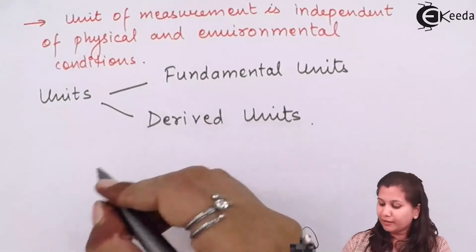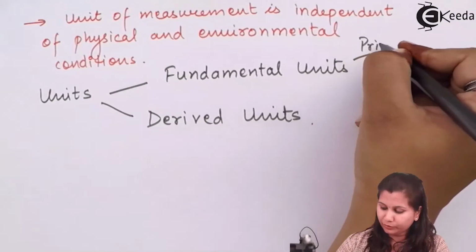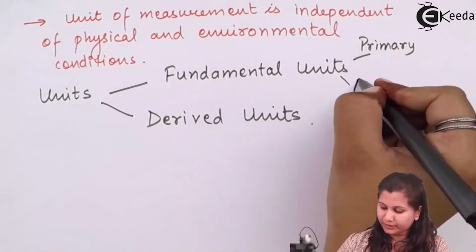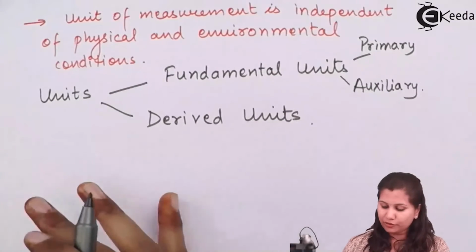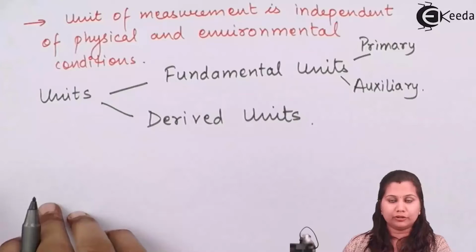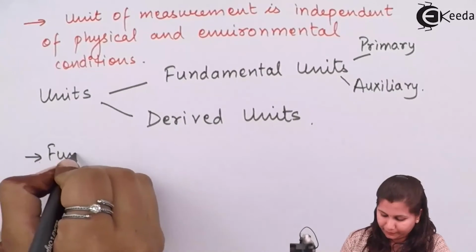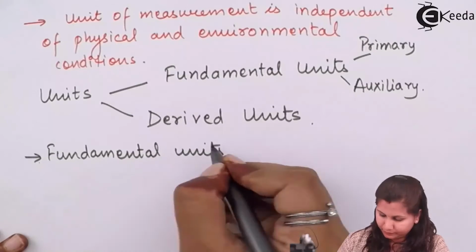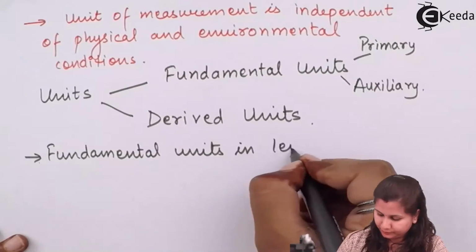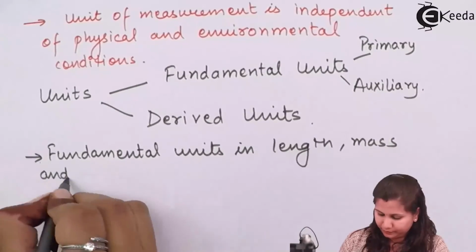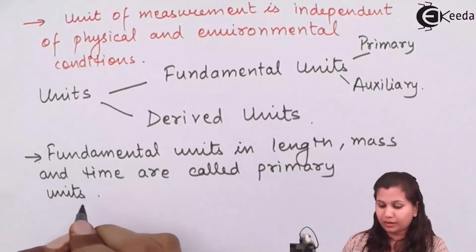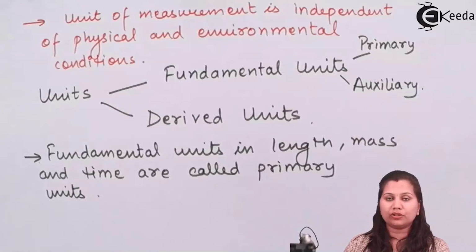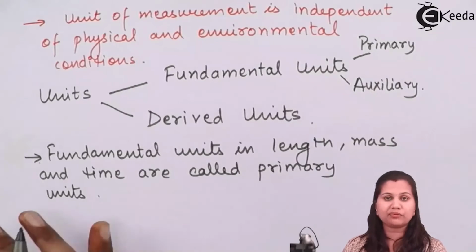Now fundamental units are further of two types: primary fundamental units and auxiliary fundamental units. So this is the classification of the units. Let us study the fundamental units. Fundamental units are the basic units, the units through which all other units can be expressed in terms of these fundamental units.